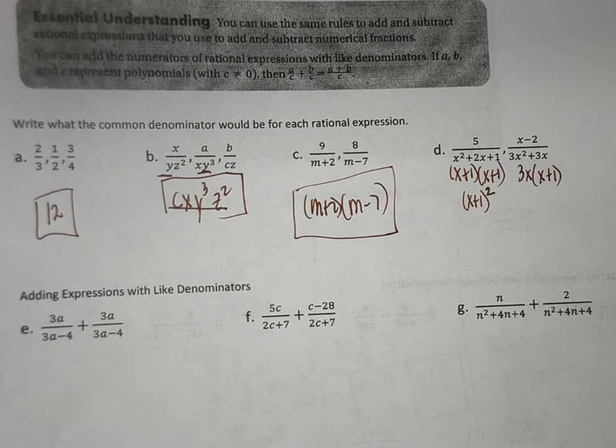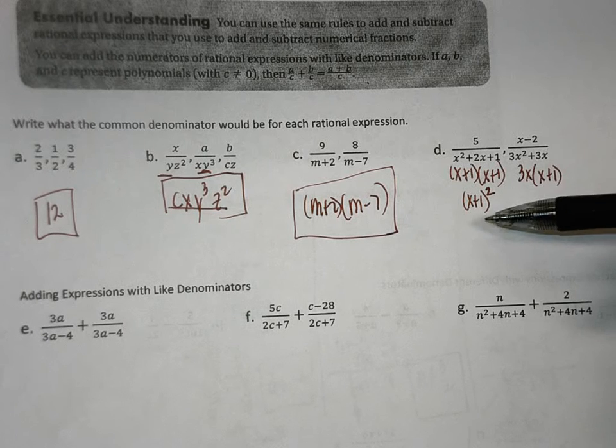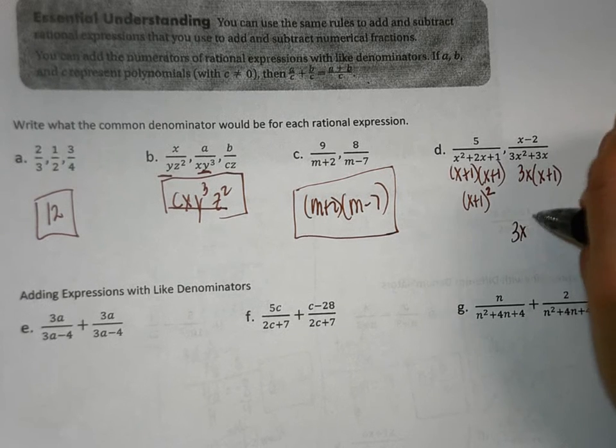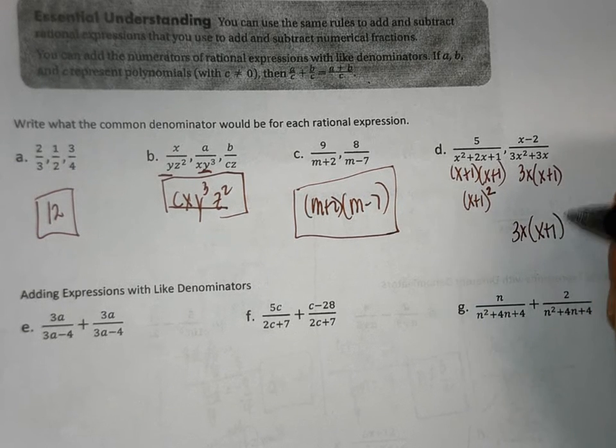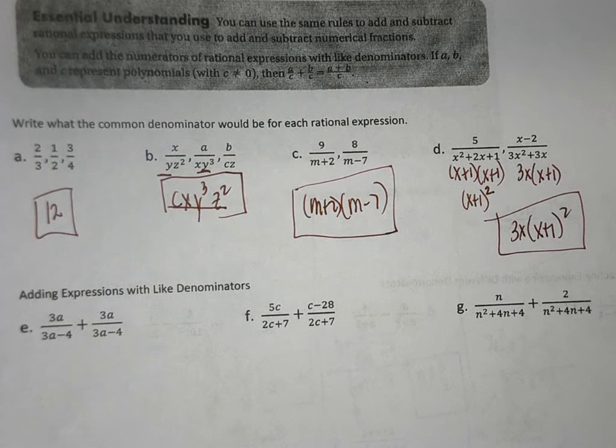So what would be the common denominator here? How many x plus 1s would I need? 2 of them, right? Because this denominator has 2, we need to have at least 2 x plus 1s. But then that takes care of this one, right? And then we also need a 3x, so it'd be 3x, x plus 1 squared. Okay, so any questions on finding common denominators, like how you do that?